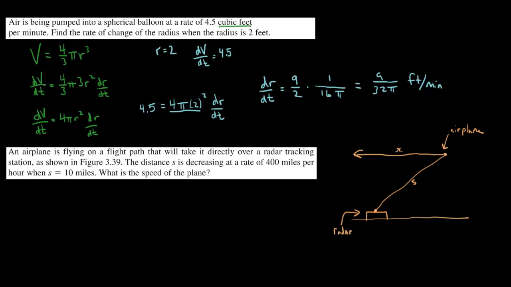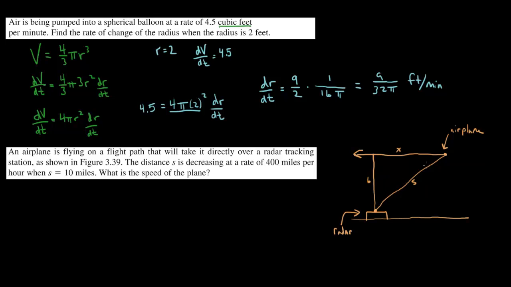We'll label this distance as x, and we're given that the altitude is 6 miles. So we're given from this diagram that the altitude of the plane is a constant 6 miles. The plane is flying level to the Earth. It's staying 6 miles above the Earth. And we're told that the distance s, this distance right here, like the hypotenuse of this triangle, is decreasing at a rate of 400 miles per hour when s equals 10.